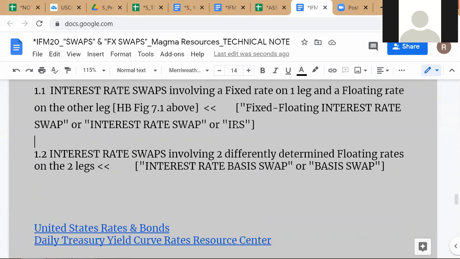So this is called cross currency IRS sometimes. Sorry, not cross currency IRS. It is only one currency. So it is fixed floating IRS. These are the names that are given.